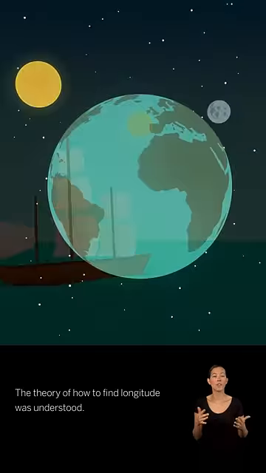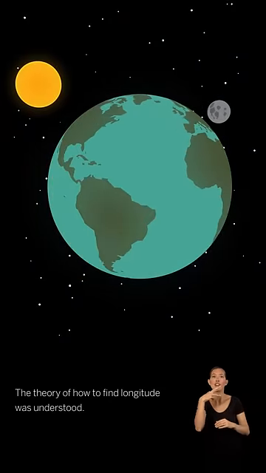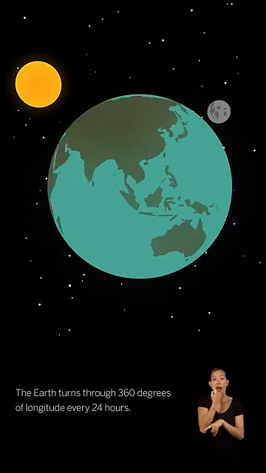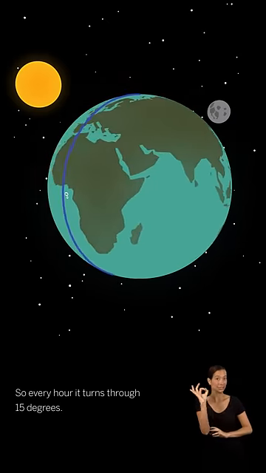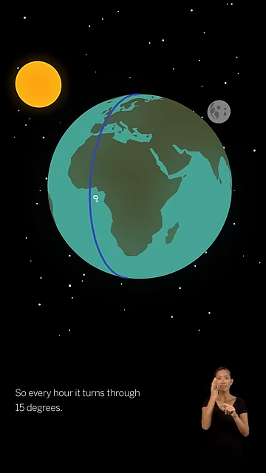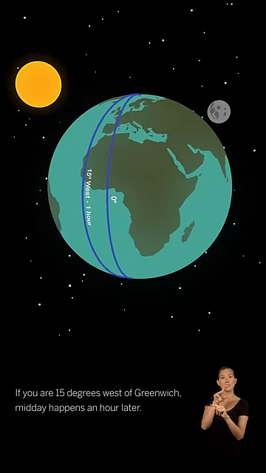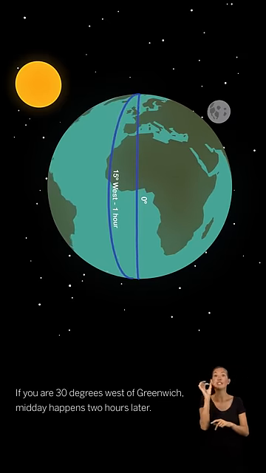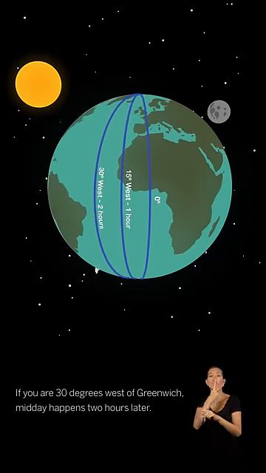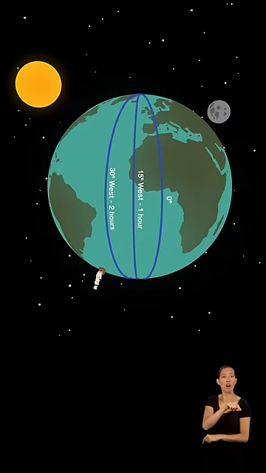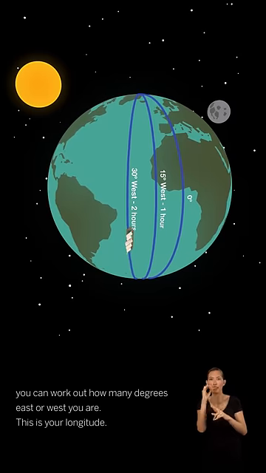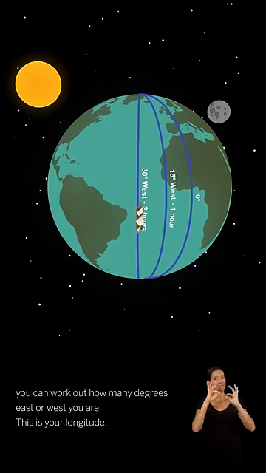The theory of how to find longitude was understood. The Earth turns through 360 degrees of longitude every 24 hours. So every hour, it turns through 15 degrees. If you are 15 degrees west of Greenwich, midday happens an hour later. If you're 30 degrees west of Greenwich, midday happens 2 hours later. If you know the time where you are and the time at Greenwich, you can work out how many degrees east or west you are.